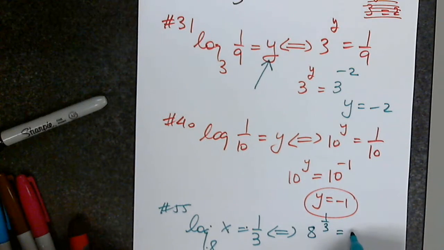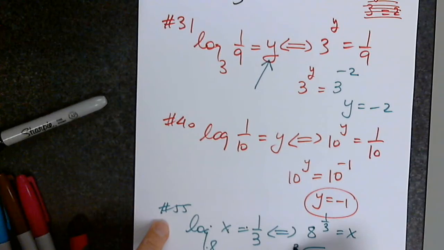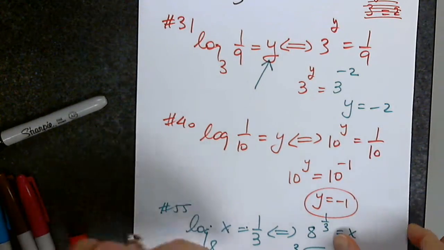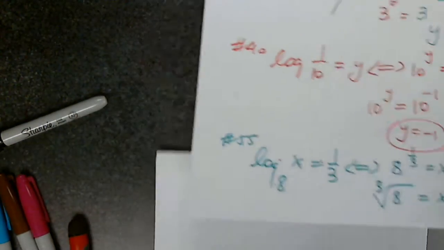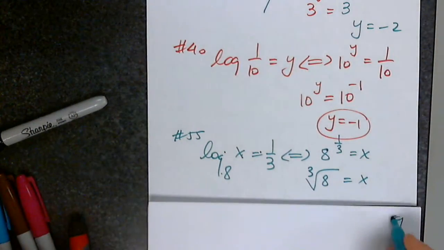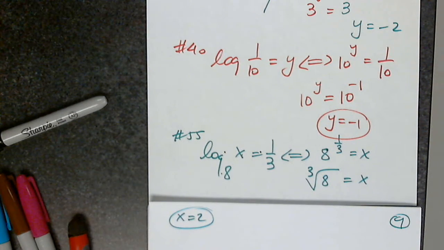But I know what a to the 1/3 represents from chapter 10. It's the cube root of 8 equals x. So therefore, x equals 2. The cube root of 8 is 2. Awesome. Okay.